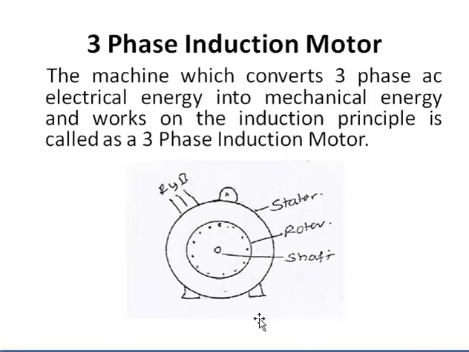So in the diagram you can see this is a very simple diagram. RYB three-phase supply is given to the motor, and this motor has a stator, rotor, and it is mounted on the shaft. We will look into all the constructional details of the three-phase induction motor.